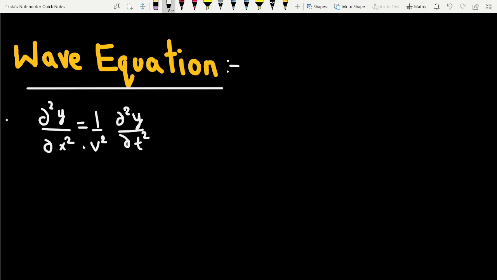So this is the formula we can check by plugging in the value of y. If this particular criterion is followed, then we can say that yes, the equation that we have written is a wave equation. Now we are going to prove this particular expression.